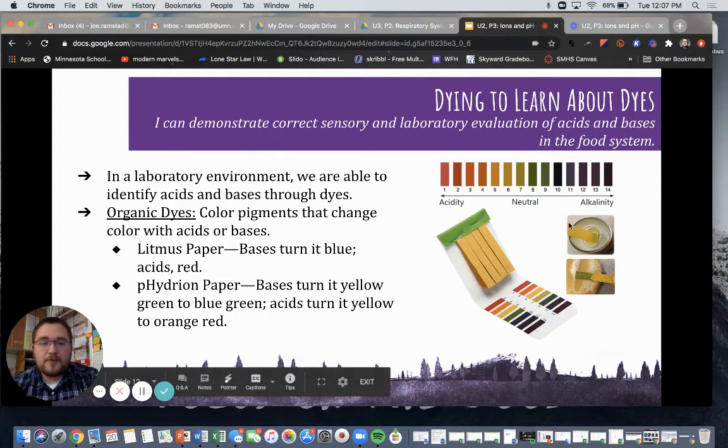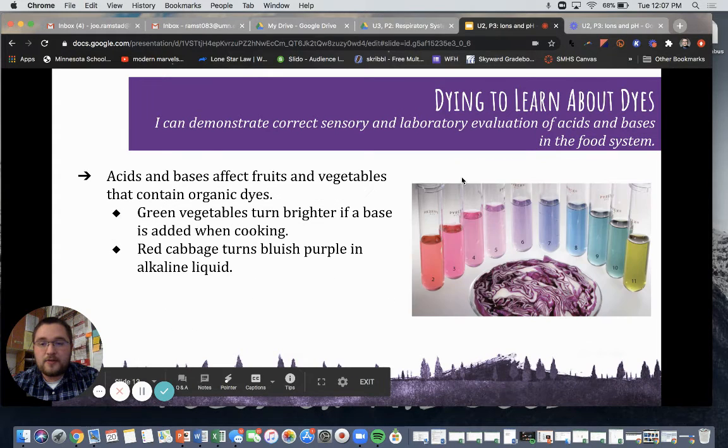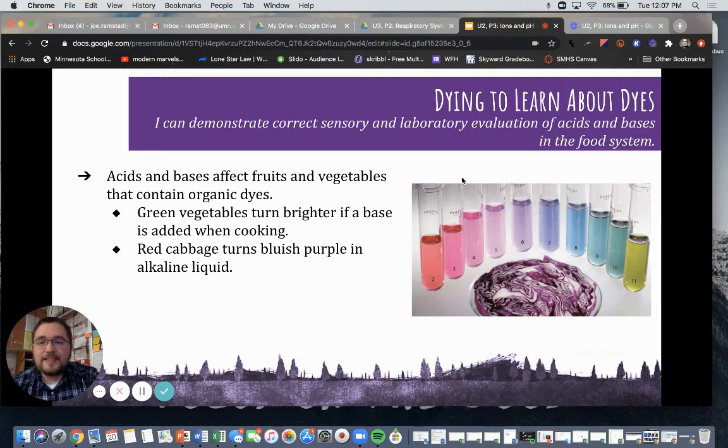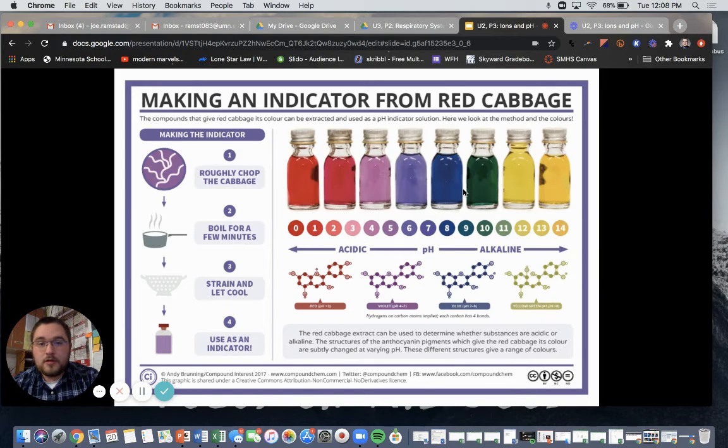So you're probably wondering a little bit about what these numbers are, and that's the pH scale, and we're going to talk about that in a little bit. But acids and bases affect fruits and vegetables that contain organic dyes. So for example, green vegetables turn brighter if a base is added when we cook. Similarly, red cabbage turns bluish purple in alkaline liquid. So these are just two common examples of how pH interacts in our kitchens.